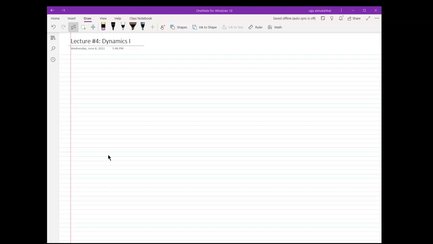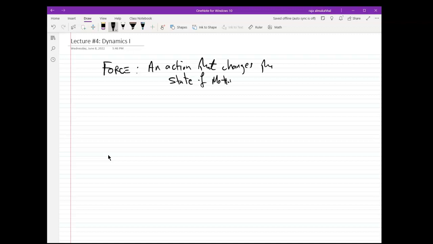So before I talk about Newton's laws, I want to define the meaning of the word force according to Newtonian physics. So what is the force? The force is an action that changes the state of motion of an object.